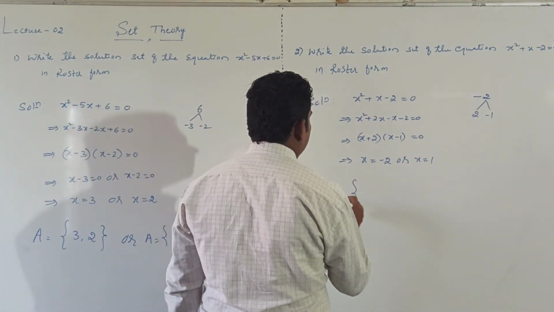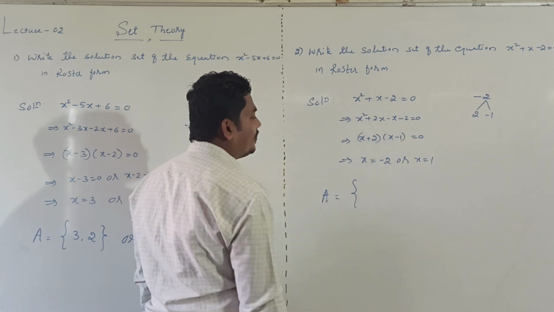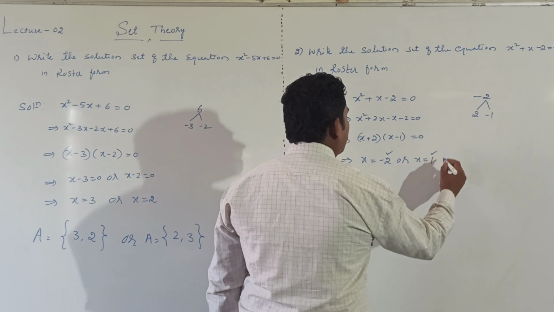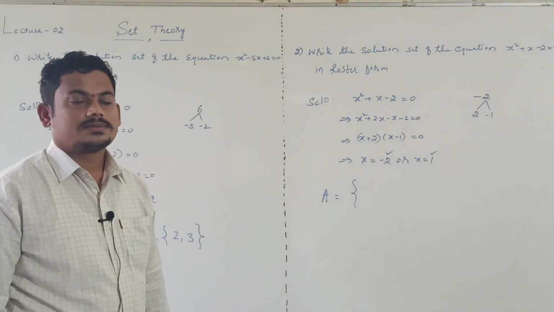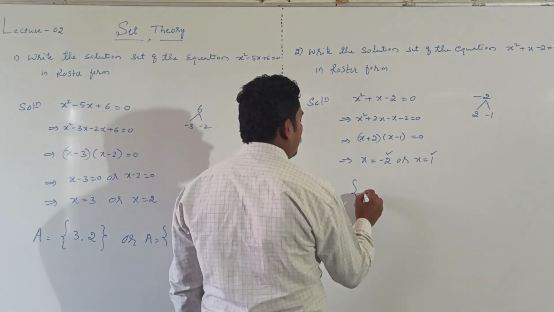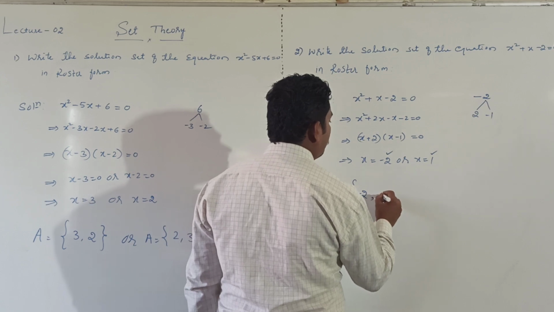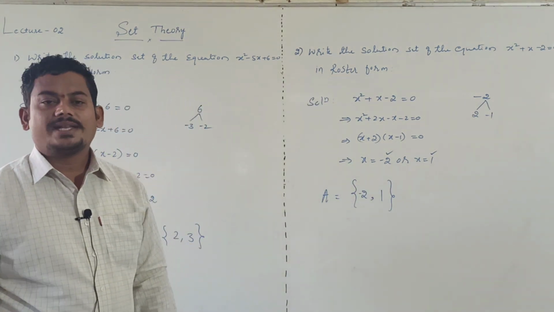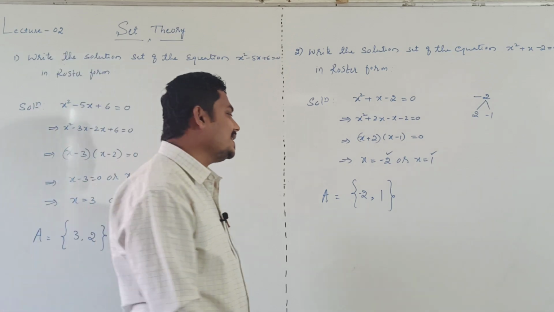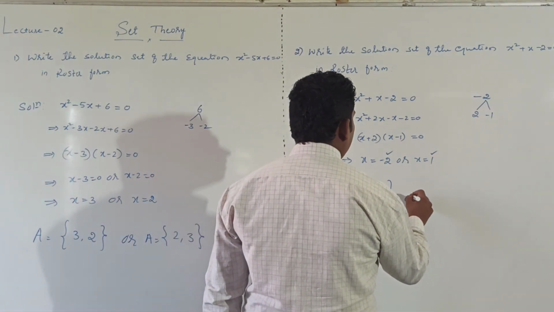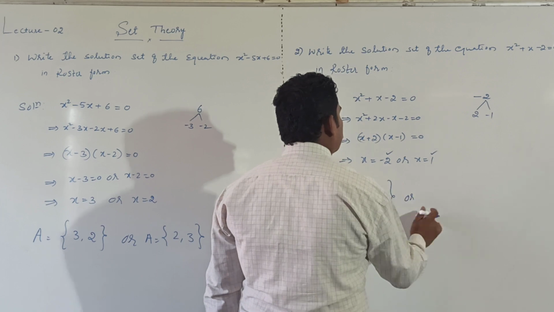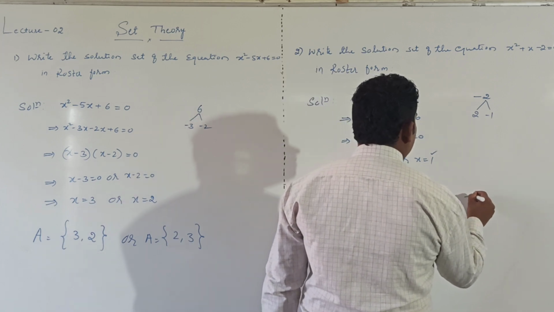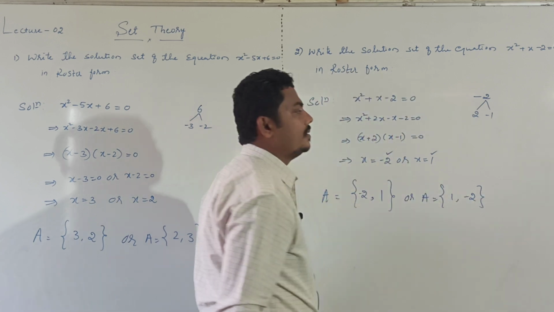Then roster form means we list out all the elements. Write the solutions in roster form. After solving, A is equal to minus 2 comma 1, or else you can write 1 comma minus 2 because order of the elements is immaterial. Or A is equal to 1 comma minus 2.